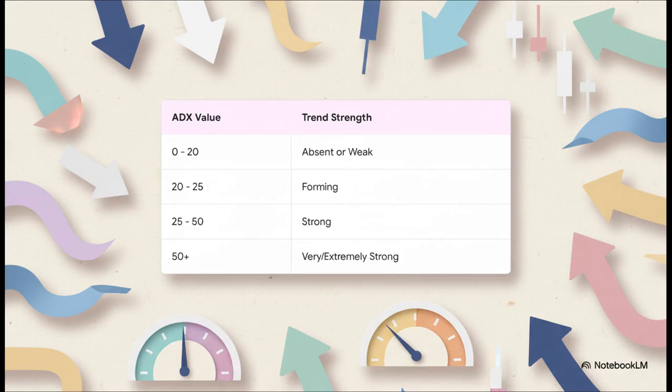If the ADX is hanging out down below 20, the market is basically asleep. It's just drifting sideways with no real direction. But when that line starts to cross above 25, that's your signal. That's the market telling you, hey, a real trend is kicking in. And the higher it goes above 25, the more powerful that trend is becoming.